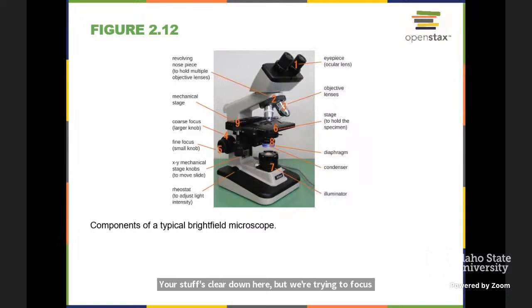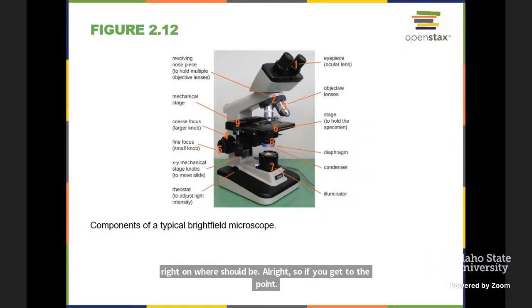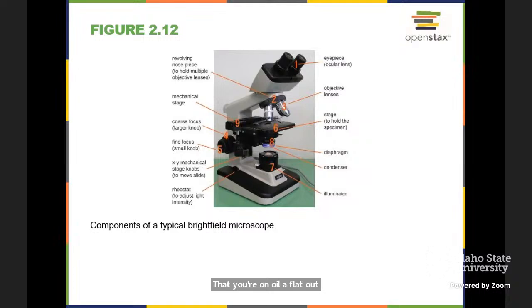So if you get to the point that you're on oil and you flat out can't find it and you dropped your slide, you don't know this truly is the top. You pretty much are going to know it's the top if you never dropped it, right? It's still going to be upright. But if you did, that should be something that pops into your mind. You're like, wait a minute, what if I flip it over? Maybe that will work. Maybe not. That's where your TA comes in and they'll help you find it, all right?